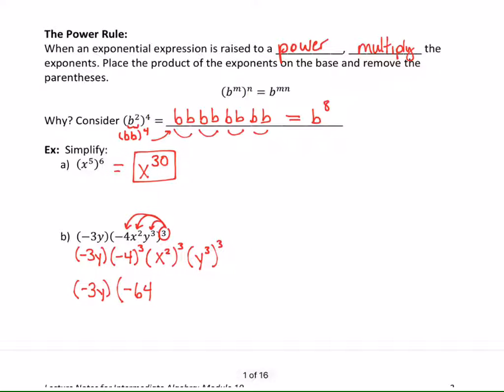and become positive. What's x squared to the third? X to the 6th, because it's multiply. And what's y cubed, or y to the third to the third? Y to the 9.